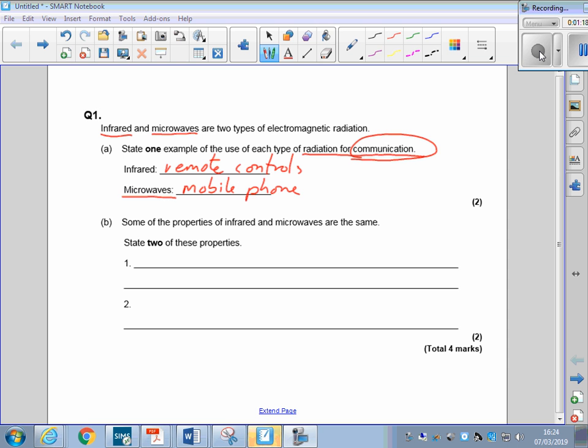Okay, some of the properties of infrared and microwave that are the same. So what can we say about these sort of waves that make them the same? Well, one of the obvious ones is the type of wave it is. If we look at both of these waves, the vibrations, the oscillations are at 90 degrees to the direction of the wave. So they are transverse waves.